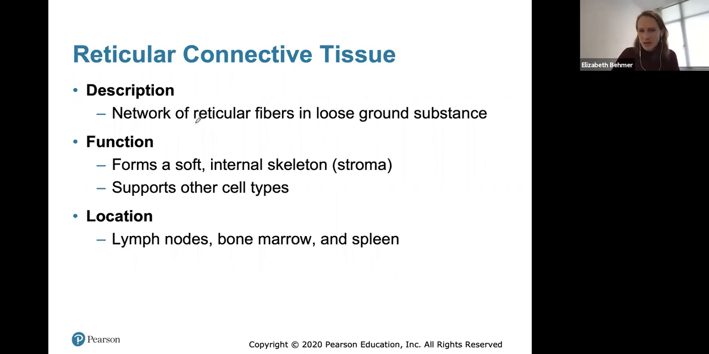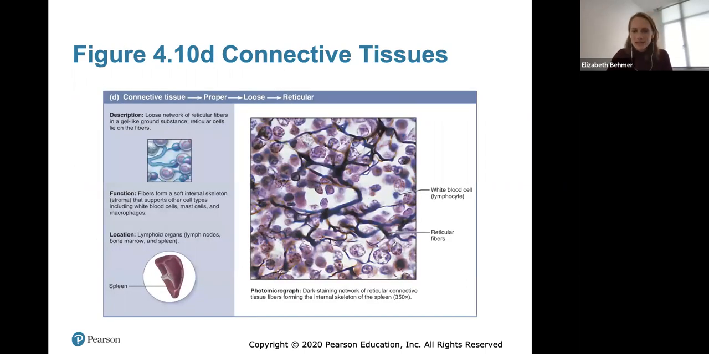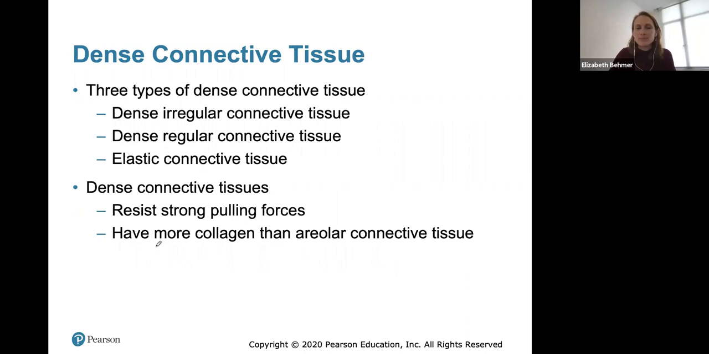Reticular connective tissue has a rich network of reticular fibers to help form a soft internal skeleton or stroma. And we find reticular connective tissue in your lymph nodes, your bone marrow, and your spleen. So here's a look at reticular tissue. You can see the reticular fibers, and you'll find it making up some lymphoid organs and the spleen.